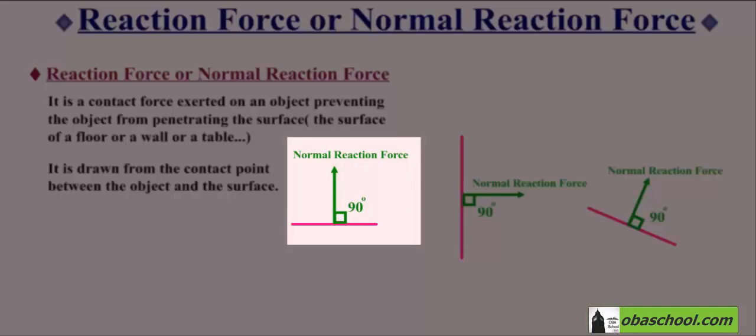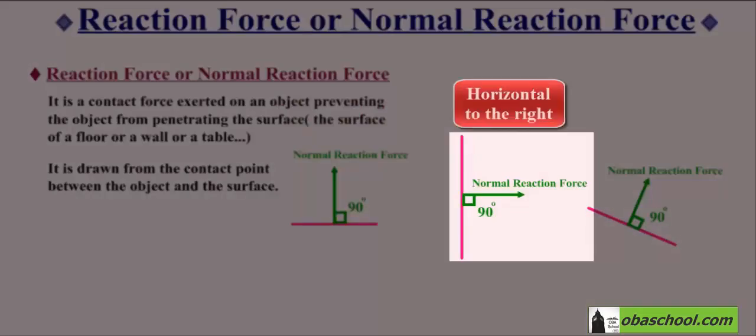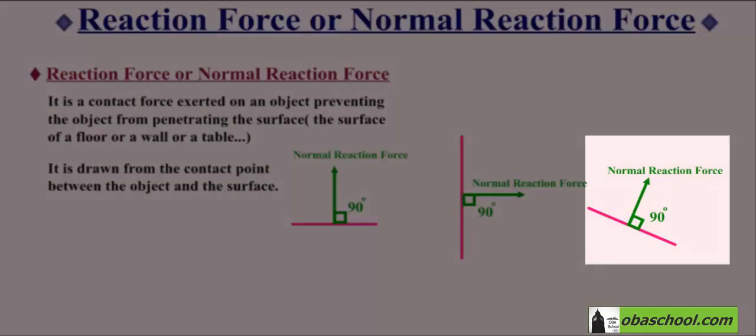So here we notice that the normal doesn't have a specific direction. For example, here it is vertical up. If we move to the second example, it is horizontal to the right. And in the last example, it is oblique up to the right.